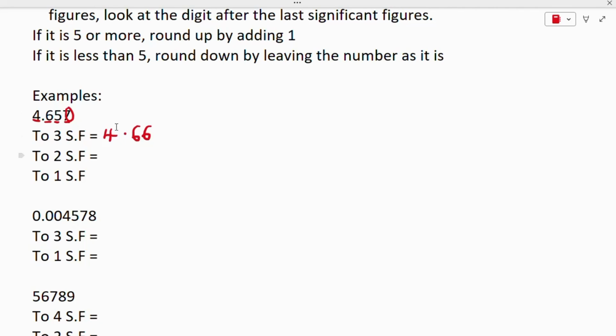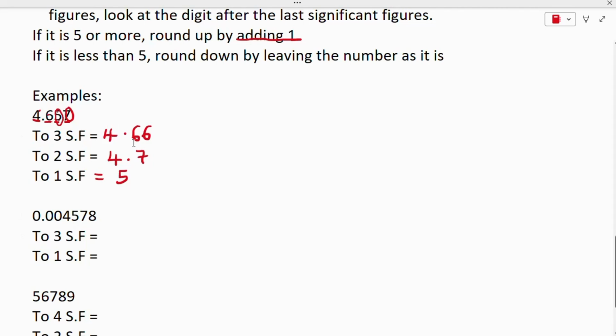Now let's take a look at this number right here. It says to 2 significant figures. So to 2 significant figures, we are making use of the first 2, which are 4 and 6. You look at the number after the last significant figure, which is 5. Since it is 5, you round up by simply adding 1 to this number. So adding 1 to 6, it becomes 7. So to 2 significant figures, this becomes 4.7. To 1 significant figure, this is the first number, which is 4. But if you take a look at the digit after the last significant figure, we have this to be 6. So if it is 5 or more, what did I say earlier? You round up by adding 1. So adding 1 to 4, this is going to become 5. All right, so this is how it works.